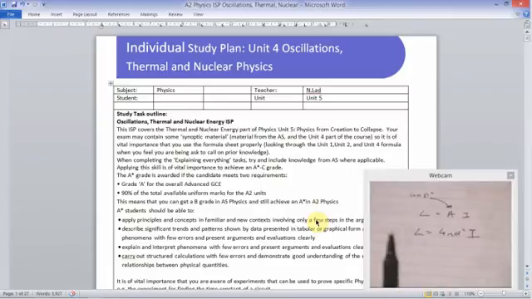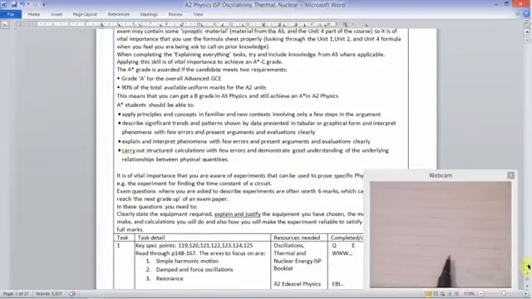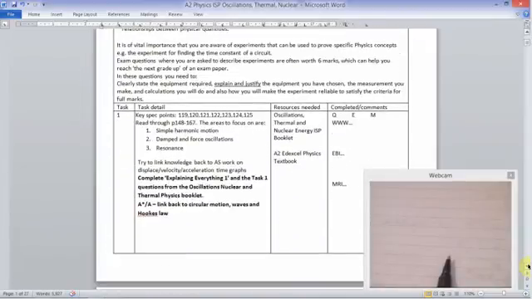This video is for the Oscillations, Nuclear Physics and Thermal Physics ISP, which is part of Unit 5, A2 Edexcel Physics, and this is going to go through Task 1. Task 1 is all about the idea of oscillations, simple harmonic motion and resonance, essentially.